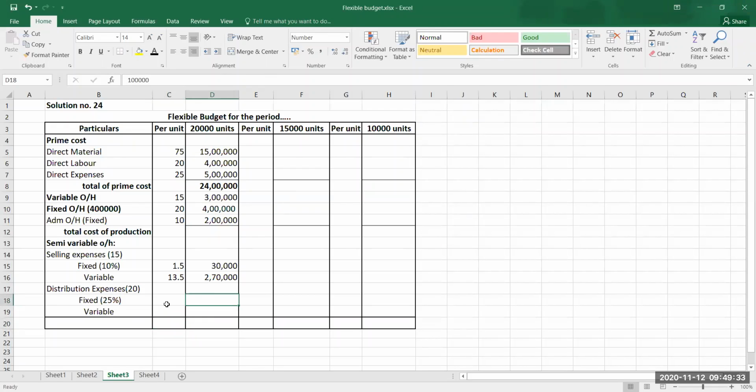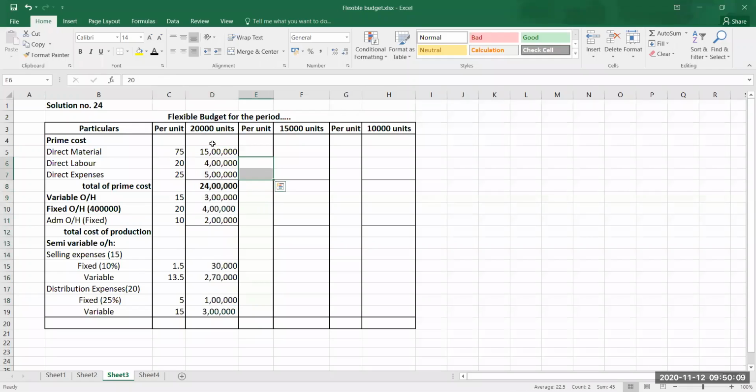Now here very important, students, that you need to multiply with the total number of units. So when you multiply 5 by 20,000, you will get 1 lakh. Yes or no? Then 15 multiplied by 20,000, you will get 3 lakh. Okay. So this was your cost for each of the expenses.